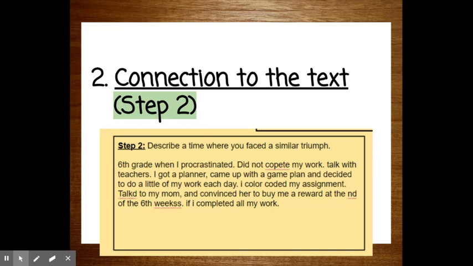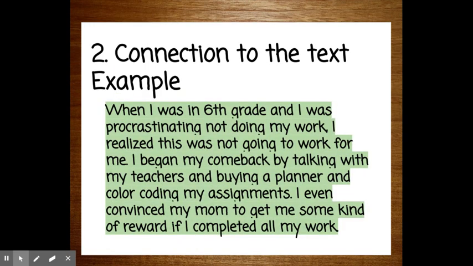My sentences are very choppy and they don't flow. I don't have complete sentences. So whenever I look at my example, I cleaned it up. And I said, when I was in 6th grade and I was procrastinating, not doing my work, I realized this was not going to work for me. I began my comeback by talking with my teachers and buying a planner and color coding my assignments. I even convinced my mom to get me some kind of reward if I completed my work. So here I am, I cleaned up what I said, and I used step 2 to help me in my response.